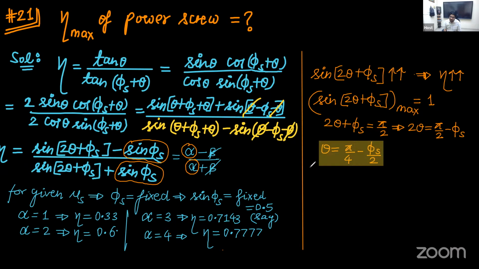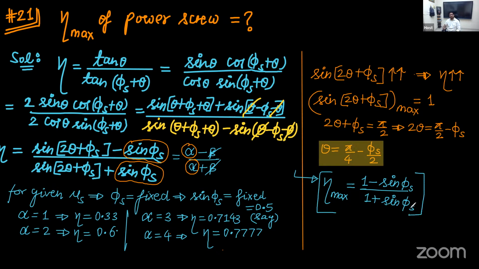My dear friends, what is the corresponding maximum efficiency, by the way? The corresponding maximum efficiency is (1 minus sine phi s) upon (1 plus sine phi s). This is the maximum efficiency formula.